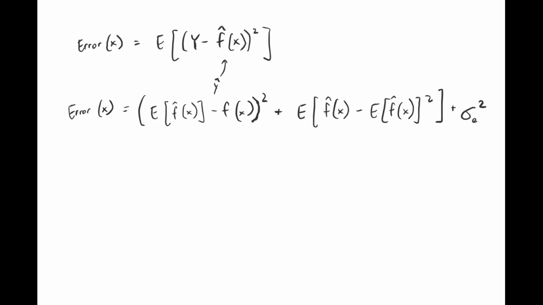Okay, but a sort of broken down version of this is essentially like this. So bias squared, variance, and noise. So these are essentially the broken down components of your error term.